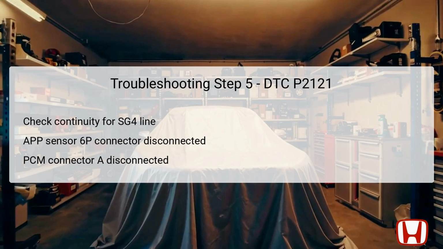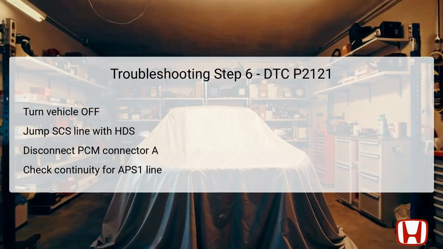If the continuity test passes, this confirms that the SG4 wire is functioning correctly, and there are no concerns with this particular connection. However, if continuity is not present, this may indicate an open circuit within the SG4 wiring, which would necessitate repairs to restore connectivity between the APP sensor and the PCM, ensuring the signal is appropriately communicated.